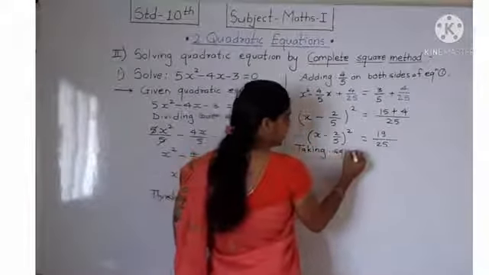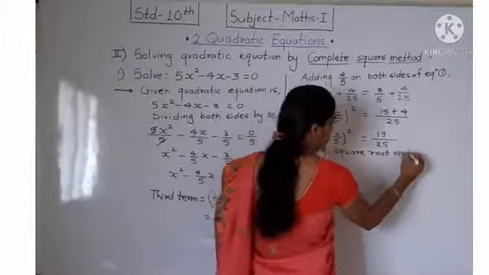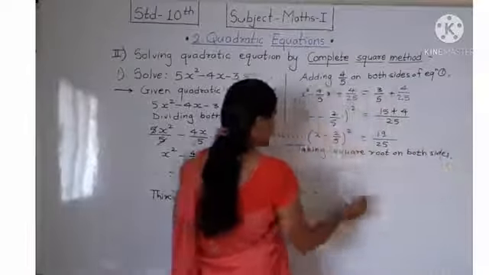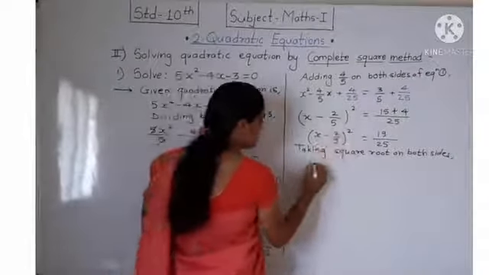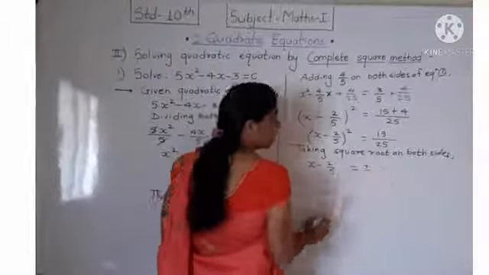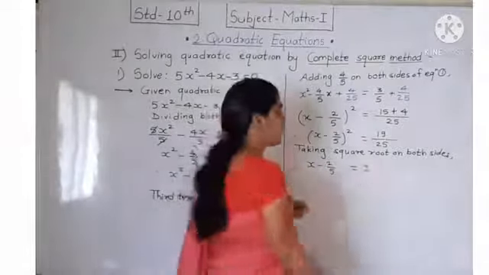Taking square root on both sides. What we get? See, square root will cancel. x minus 2/5 is equal to plus or minus. Whenever taking square root, take plus or minus.